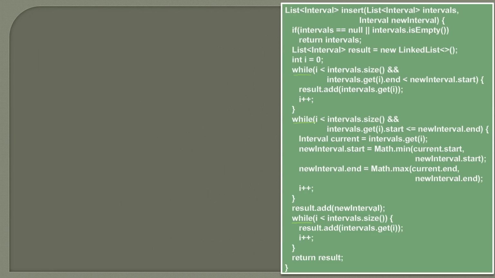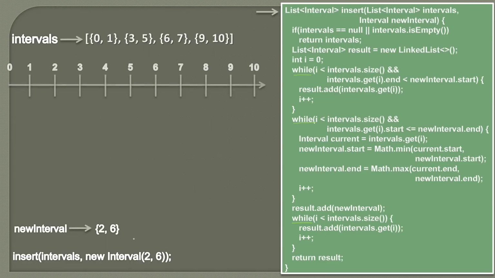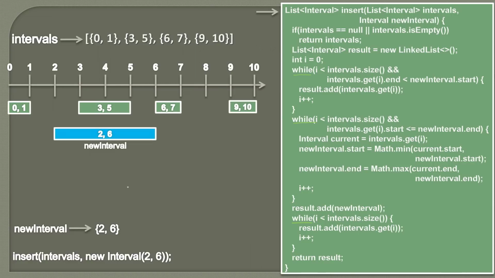So let's see the demonstration of this algorithm step by step. We'll call the insert method. We'll pass the list of intervals and a new interval which we want to insert, which is 2,6. So let's say we have a list of intervals as 0,1, 3,5, 6,7, 9,10, and we need to insert 2,6. If we plot all these intervals on the time axis, it would look something like this: 0,1, 3,5, 6,7, 9,10. We need to insert 2,6, which is from time 2 to 6.